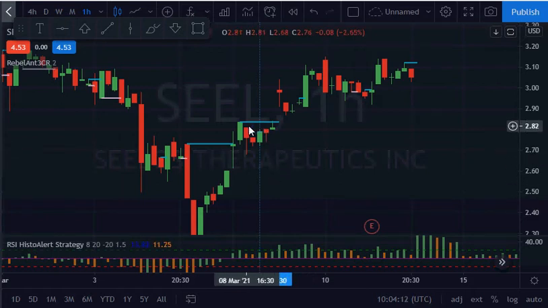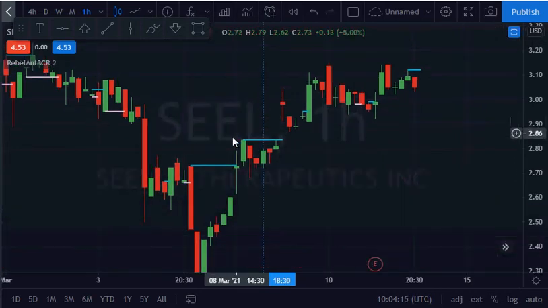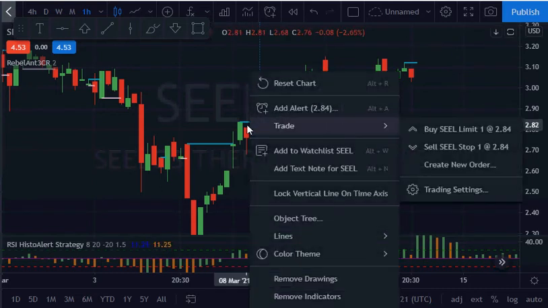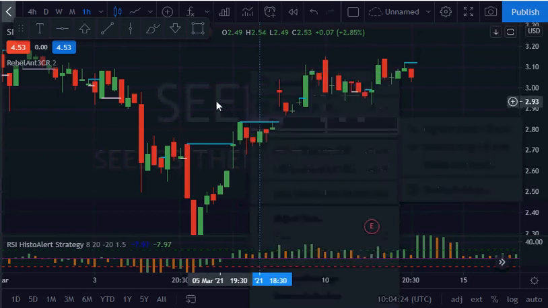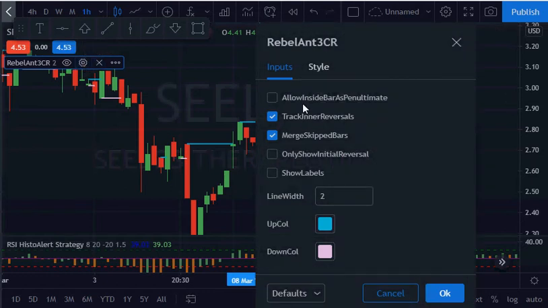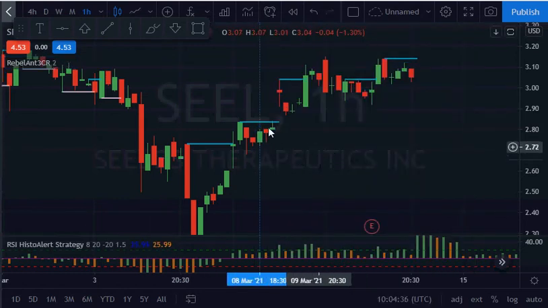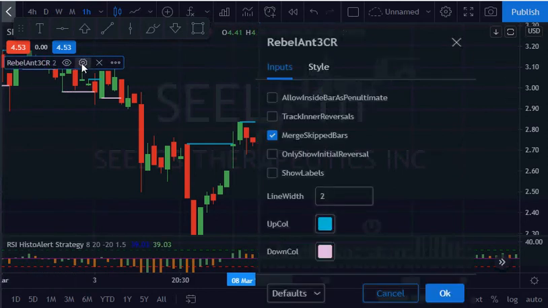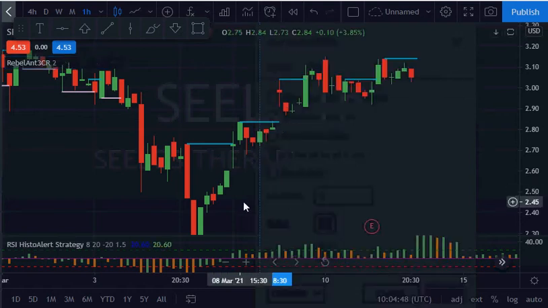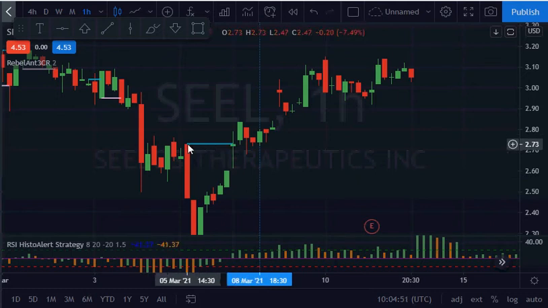This is just the settings on Aaron's indicator. Can we have a look at the indicator? Settings. Allow inside track inner reversals. If we take that off, we shouldn't see. Oh, well, sadly we have seen that one. Try again. There. That's only show the initial reversals. There it is there. No reversal to the downside.